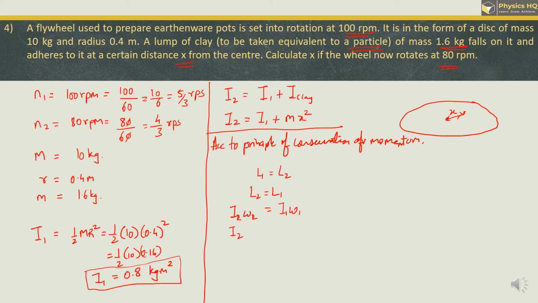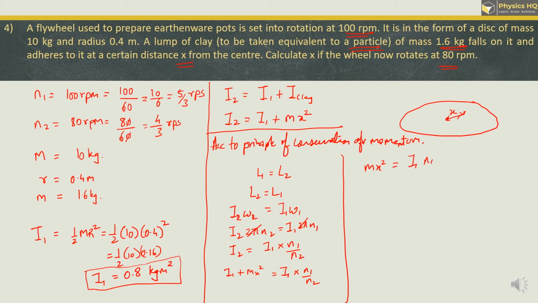Omega can be written as 2 pi n2, and here we have 2 pi n1. Now the 2 pi cancels out, and we have I2 equal to I1 into n1 upon n2. Also we can write I2 as I1 plus mx². Okay, so what we can do is keep mx² over here only and put I1 on the other side. What we get is mx² is equal to I1 n1 upon n2 minus I1.